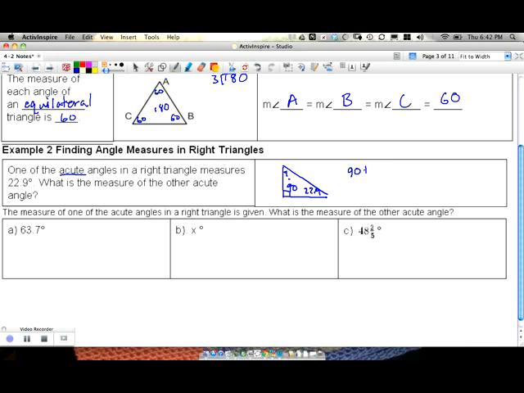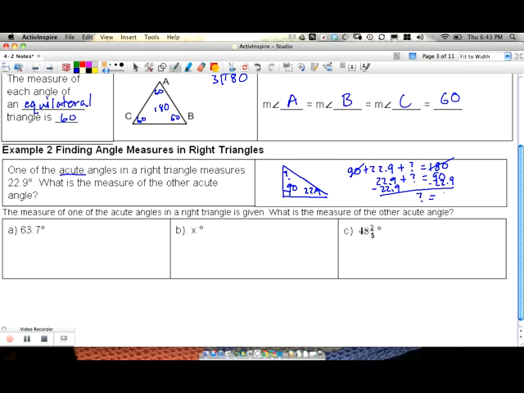But according to our corollary, we can take off 90 and we just have 22.9 plus that other angle that we don't know is 90 degrees. So now when we solve and we get this by itself, the question mark would become 90 minus 22.9. Calculating that, we would have 67.1.